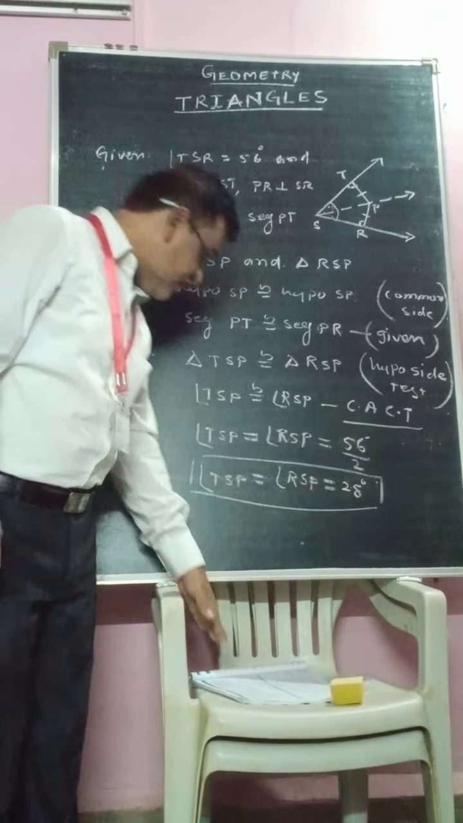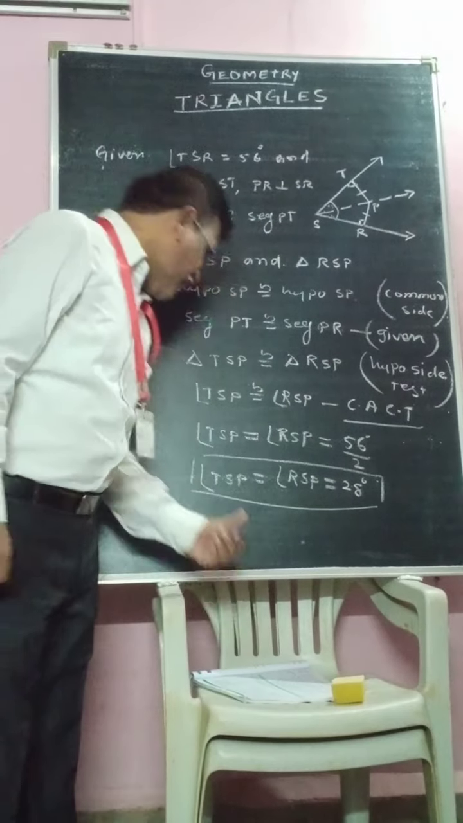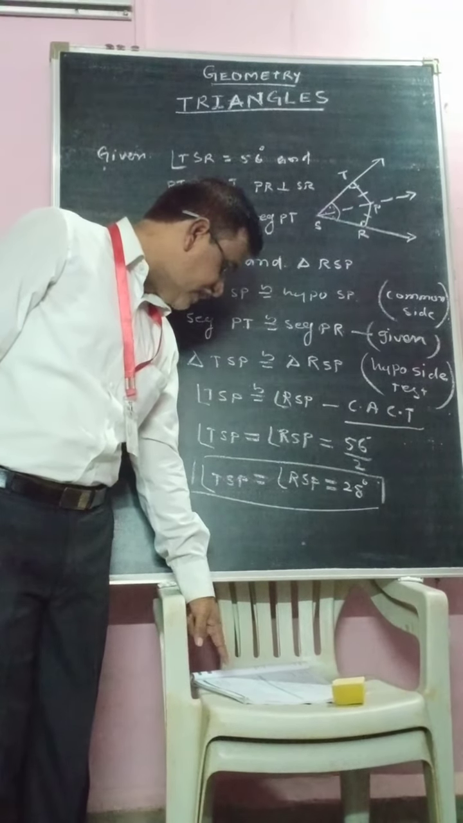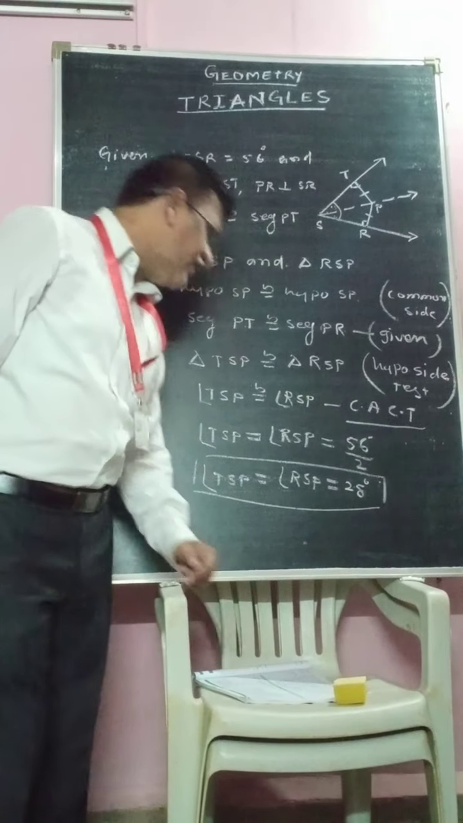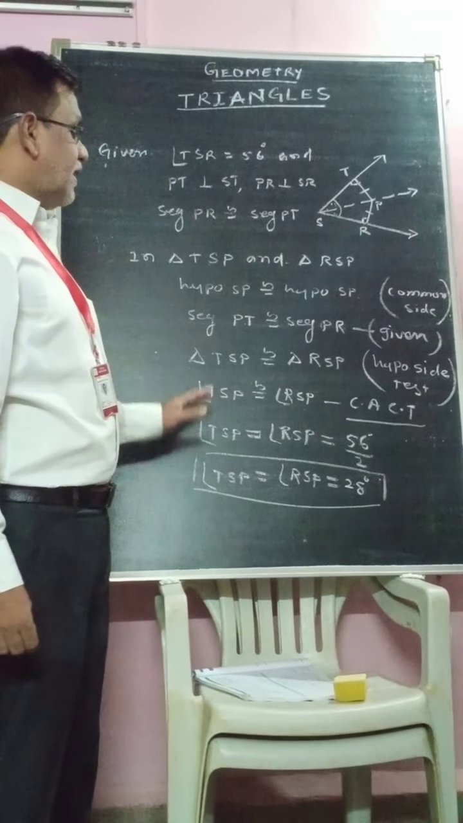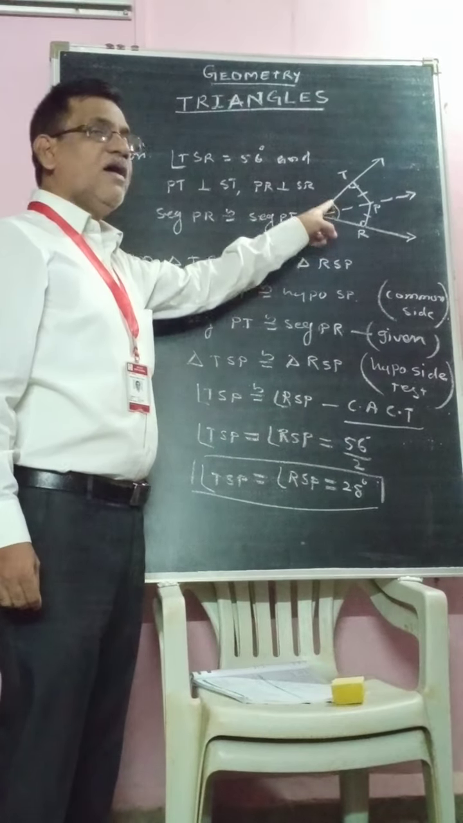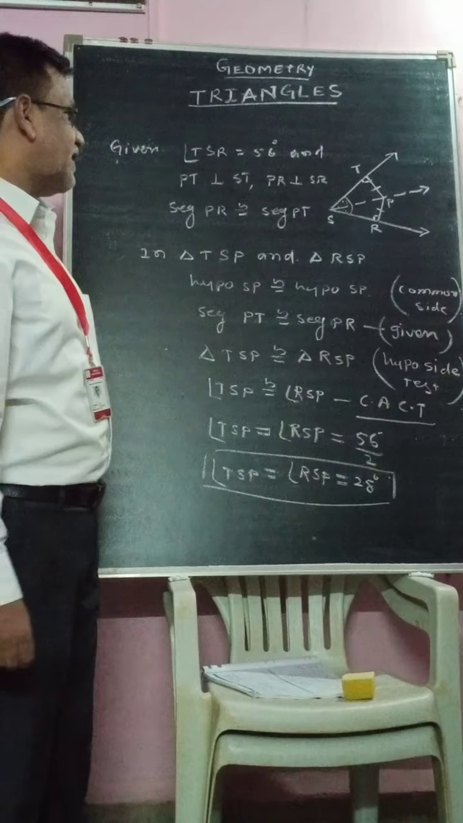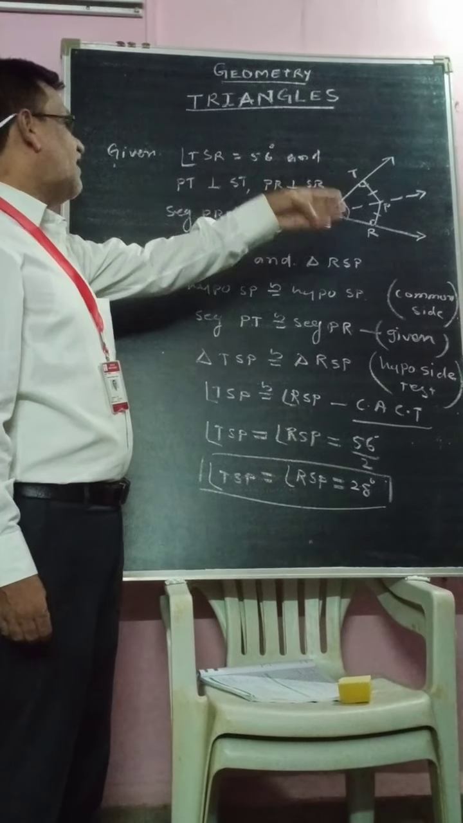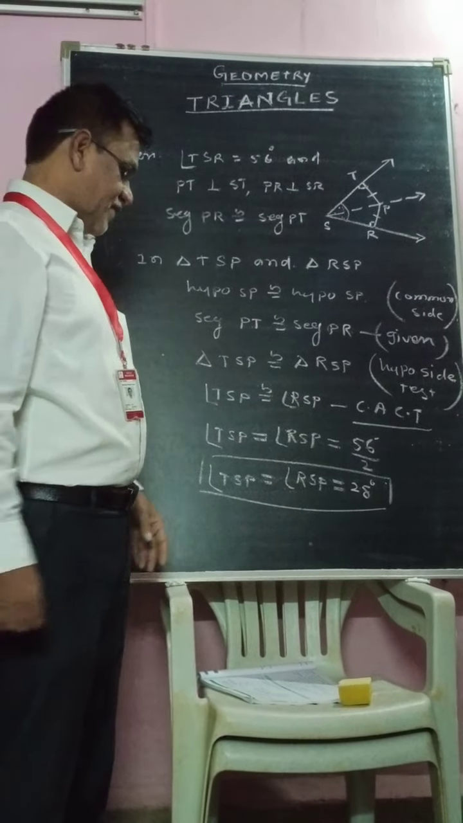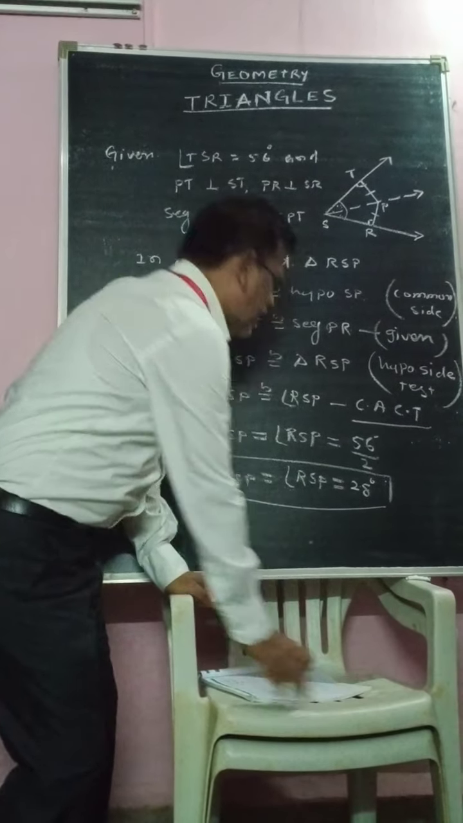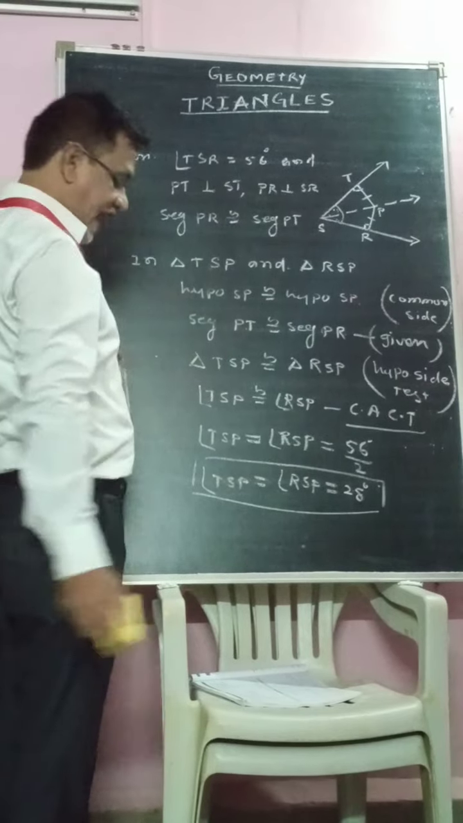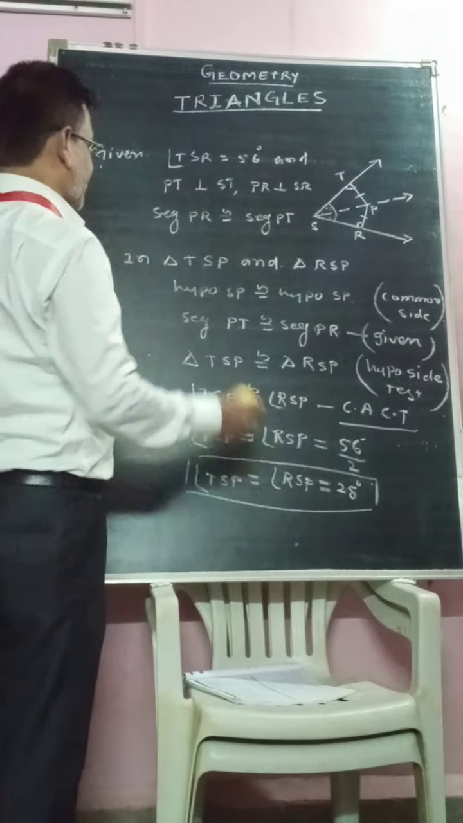Here, find the measure of RSP. RSP you already found, 28 degrees. State the reason for your answer. What is the reason? Because these two angles are equal, SP is the angle bisector. If SP is the angle bisector, then TSP is congruent to RSP. So in this way you can find the value of RSP. Now come to the next question.